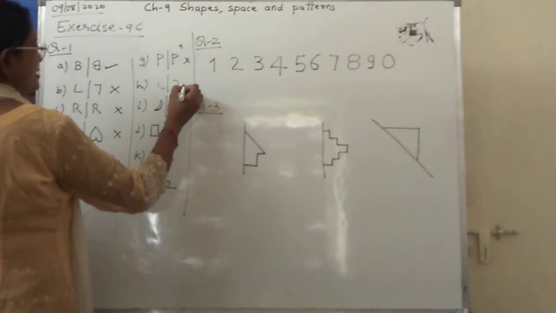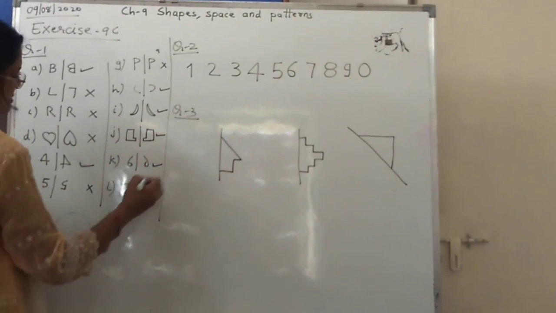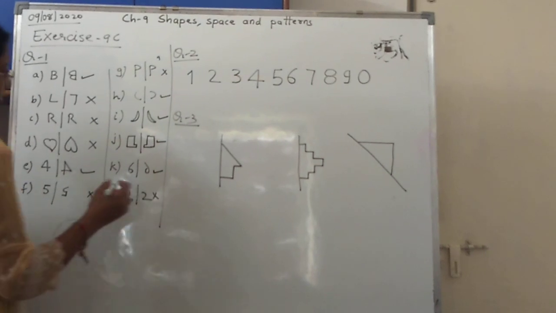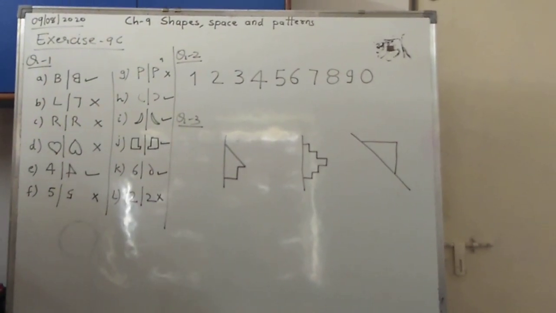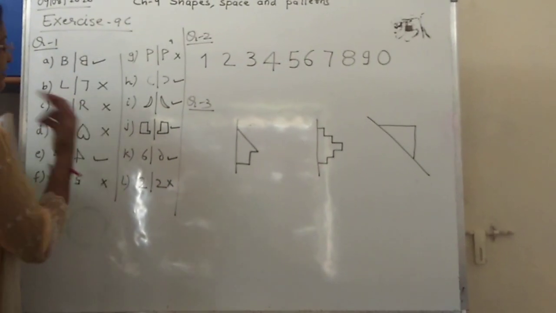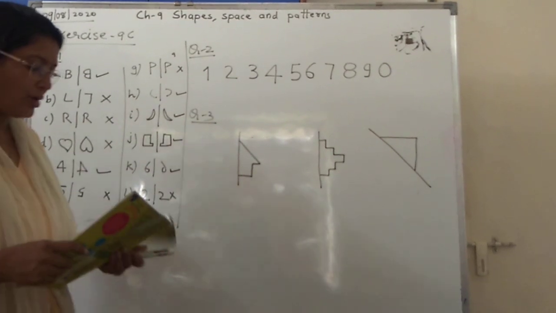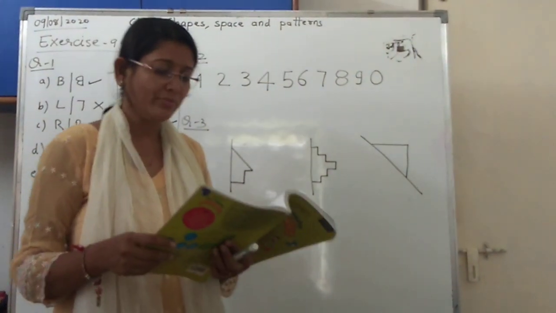C, correct. This is also correct. This is also correct. And this is wrong. This is the way you can check. If you want, you can keep a mirror in between and check whether it is seen like that, and then you write the answers. Fine.